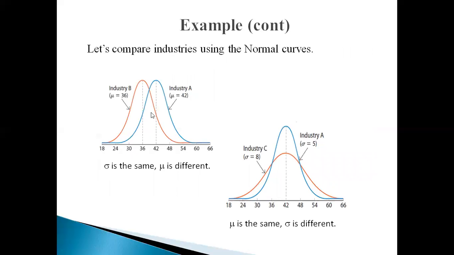And so let's compare these looking at the normal curves. So for A and B, like I said, the mu's were different. So basically, we're moving the curve left and right, depending on which one we start with.